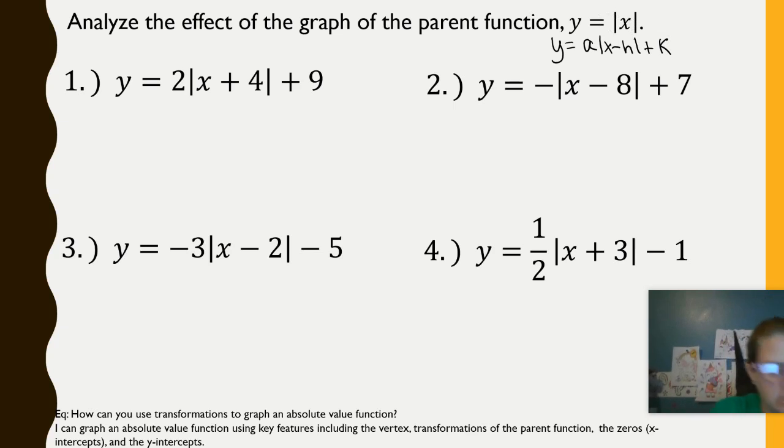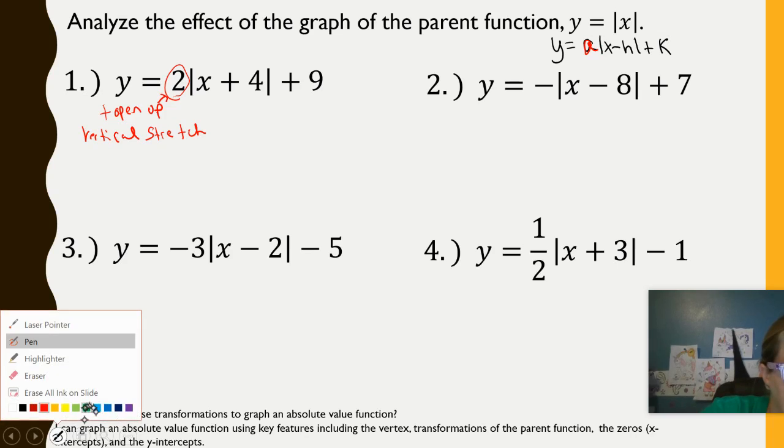All right, so let's first talk about the A. Remember, your A determines whether or not it's a vertical stretch or a shrink. Also, if it goes up or down. So we're going to talk about that A. Since this A is positive, it's going to open up. And since this is not a fraction, it's going to be a vertical stretch.